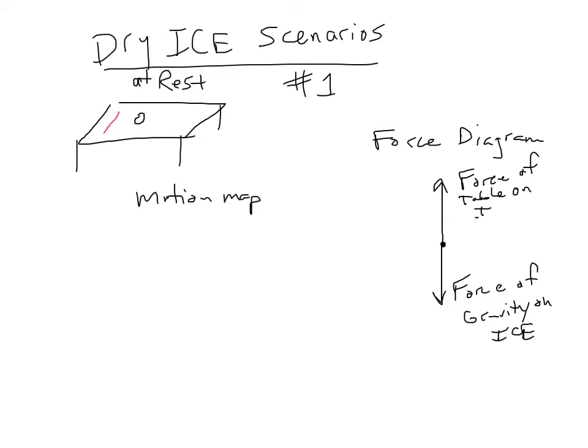on ice. So the fact that these two forces are the same length mean that this force of table on the ice, upward, force of gravity on the ice, downward, are equal amounts, opposite direction, and so we would call these balanced. So these are what we would call balanced forces. Boy, this writing is terrible. Hopefully you can read it. Balanced. And so the motion map then would look like this.